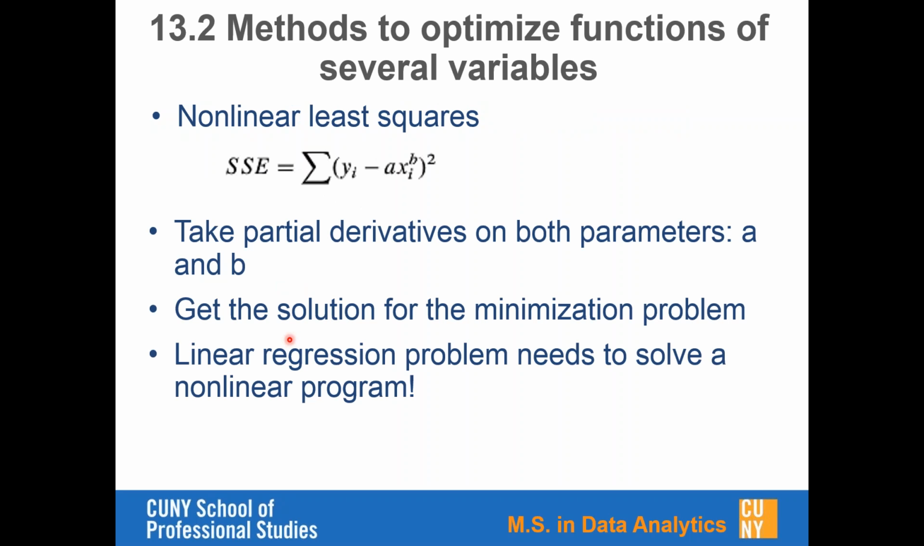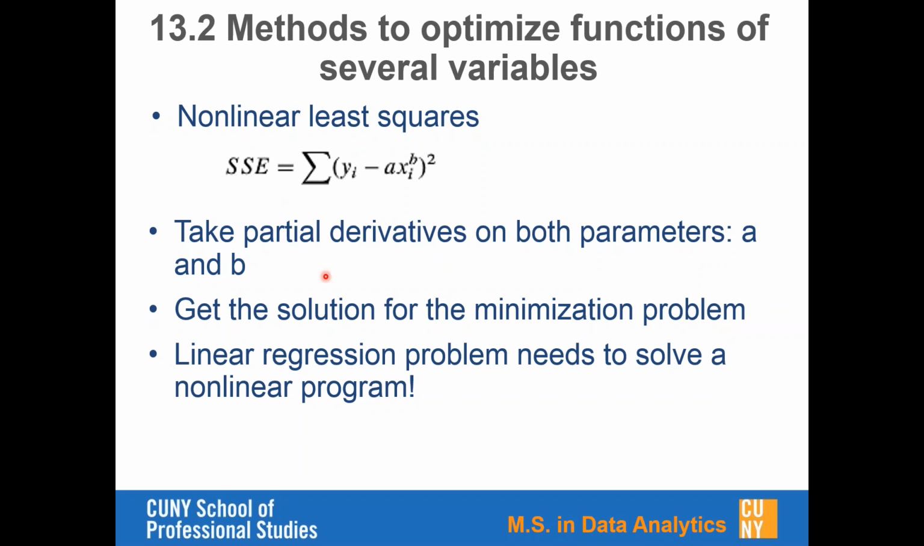And then we studied methods to optimize functions of several variables. One of them, we studied nonlinear least squares. Remember that for linear regression, the basic idea is trying to minimize the projected value minus the actual value squared and sum all the errors together. We're trying to minimize the sum squared error.